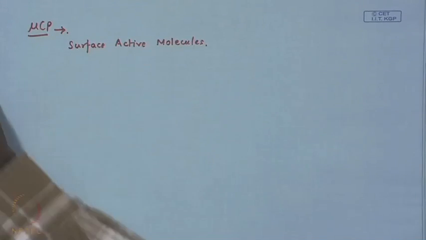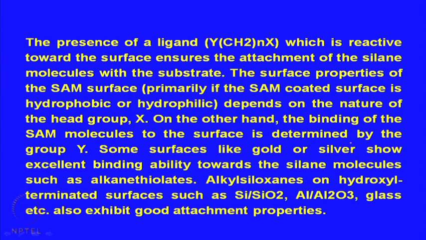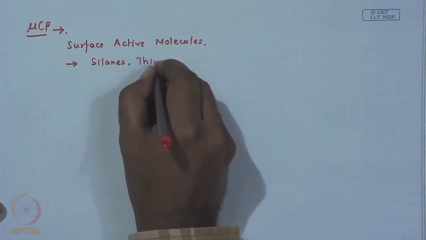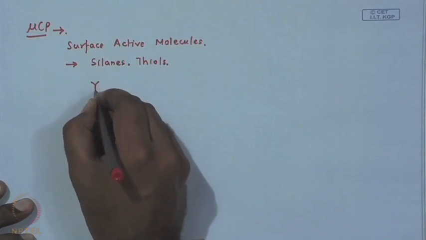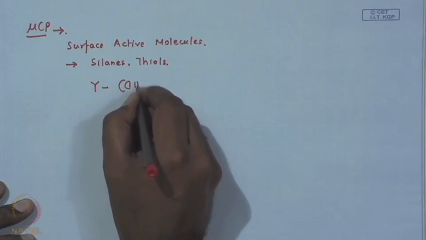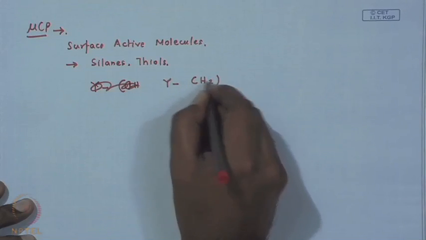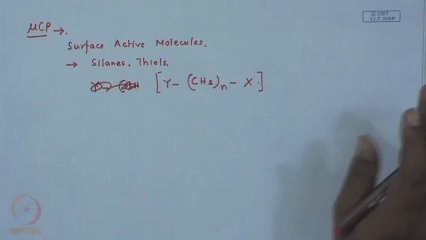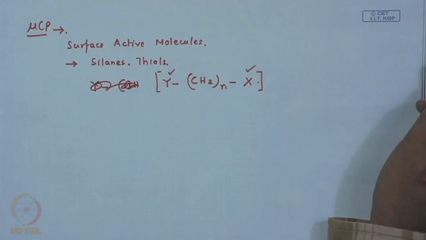Now, these molecules are primarily alkane thiols. Some examples, we will not go into the chemistry. These are like silanes or thiols, this class of molecules, and they have a generic structure. These are again long chain hydrocarbons, but they have two ligands, Y and X, at the two ends.